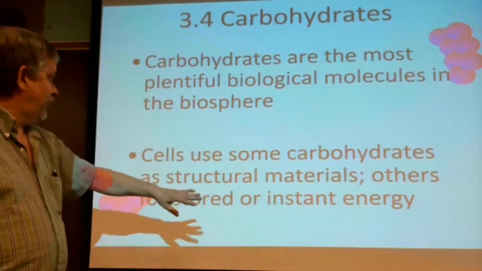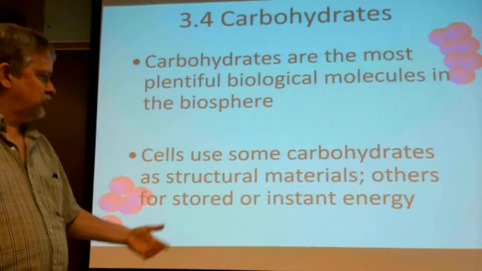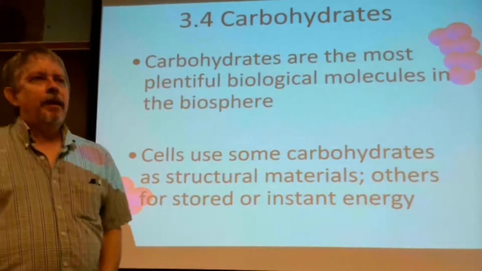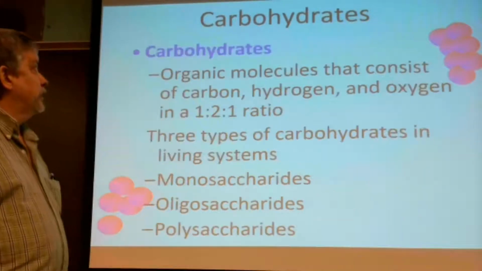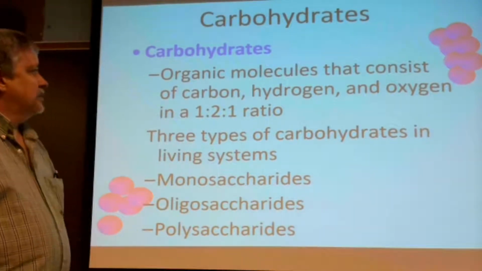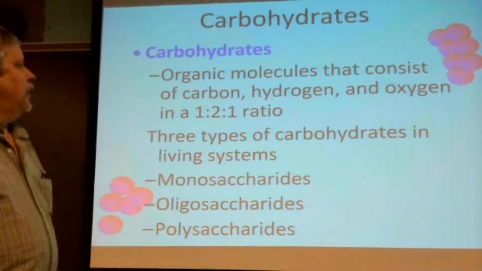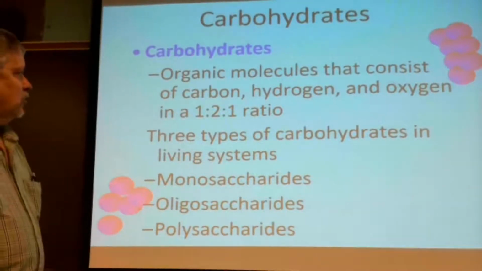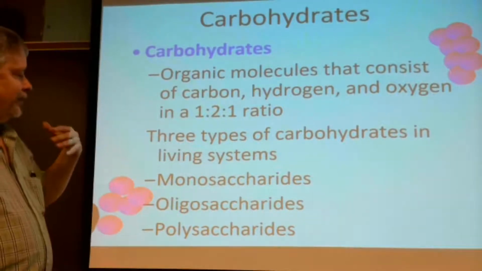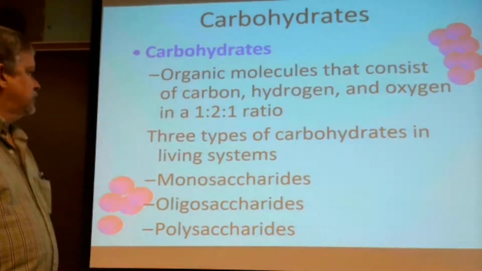Cells use some carbohydrates for structural materials. Others are stored for instant energy. And we're going to see that as we go through these. So what is a carbohydrate? It is carbon, hydrogen, and oxygen, usually in a 1-to-1 ratio. So one part carbon, twice as much hydrogen, and the same amount of oxygen.